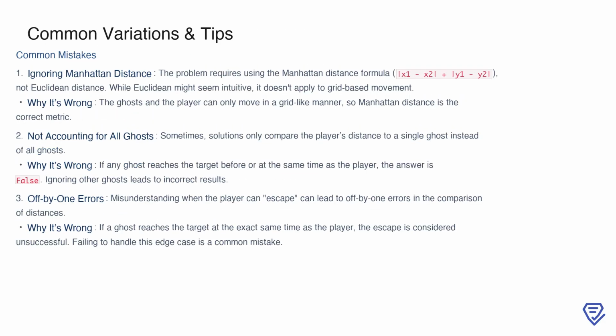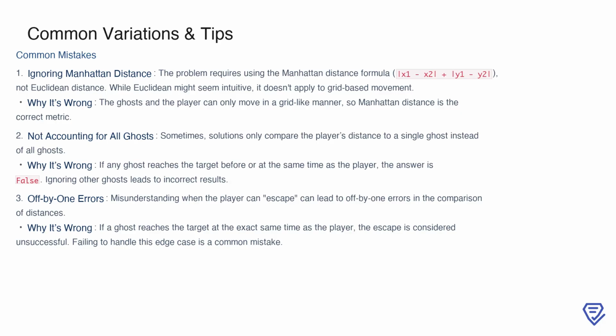When tackling this problem, there are a few common mistakes to watch out for. First, it's crucial to use the Manhattan distance formula, which is calculated as the absolute difference in the x-coordinates plus the absolute difference in the y-coordinates. Some might mistakenly use Euclidean distance instead, but remember that both the player and the ghosts move in a grid-like manner, so Manhattan distance is the correct metric here.